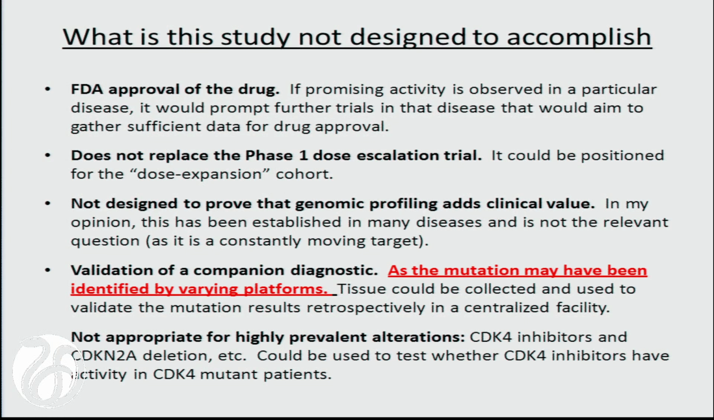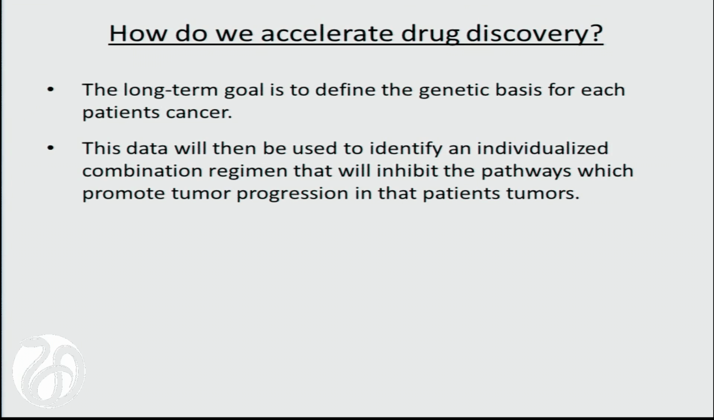It's not designed to validate the companion diagnostic, and again, I think we should be separating the genotyping from these clinical trials. But as we could collect tissue on these, we could use it to validate in retrospective fashion the accuracy of those diagnostics that were used. And to me, it's not appropriate for highly prevalent alterations. Things like CDKN2A deletion, if they're found in 50% of a tumor, we don't need a basket study to identify a genotype-phenotype correlation in that setting. So what's the long-term goal? It's really to define the genetic basis of every patient's cancer and then use that information to develop individualized therapies.